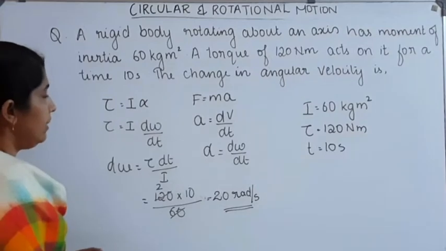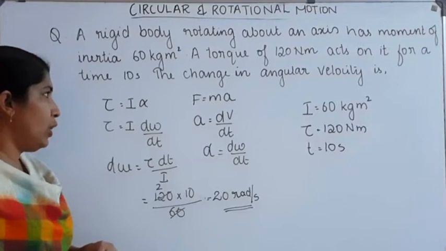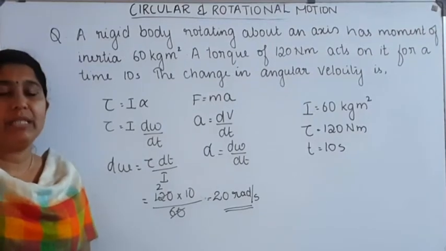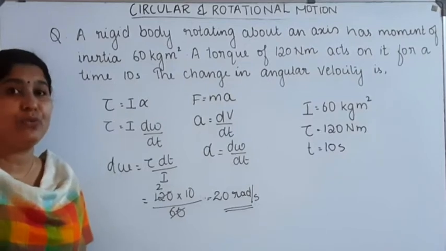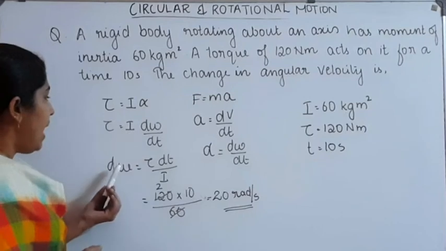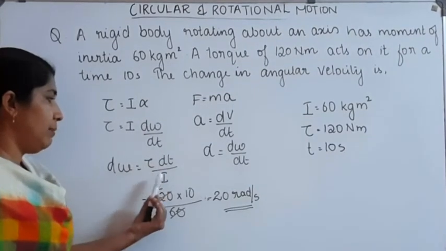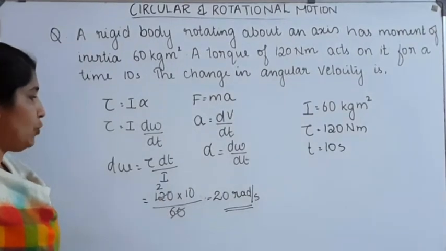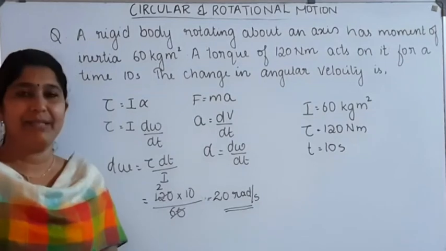In this question, we know that tau is equal to I alpha, where alpha is the angular acceleration, which is the rate of change of angular velocity. From that, the change in angular velocity is equal to tau into dt divided by I. On substituting the values, we got the answer as 20 radian per second.